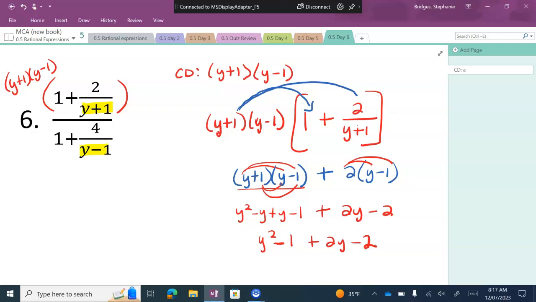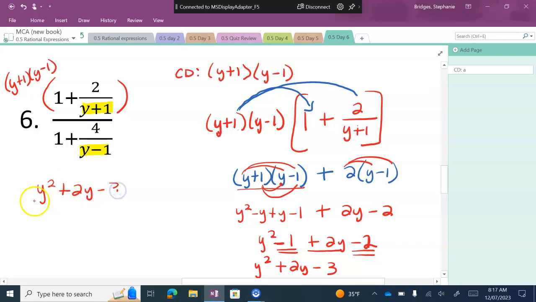I was just looking. What can I combine? If I start with my y squared, are there any other y squareds to combine? No. Then I want my y terms next. I only have one of those, so that would be plus 2y. And what does -1 and -2 give me? -3. Okay. So after all of that work, that's the result of my numerator, correct? Got to do the same thing for the denominator now.